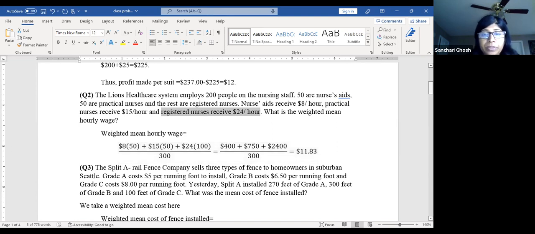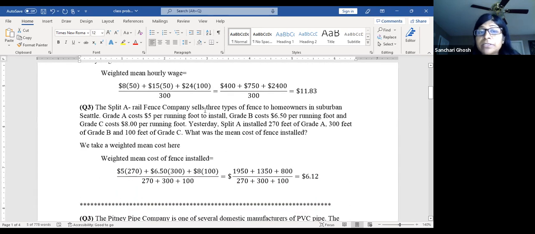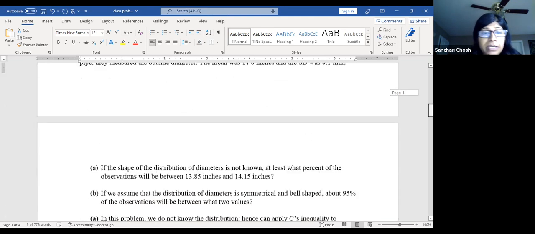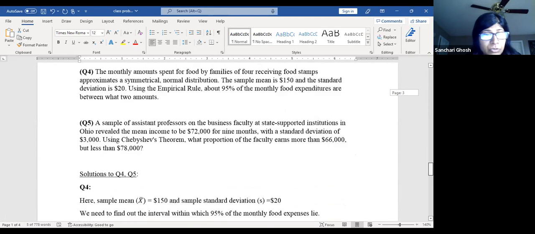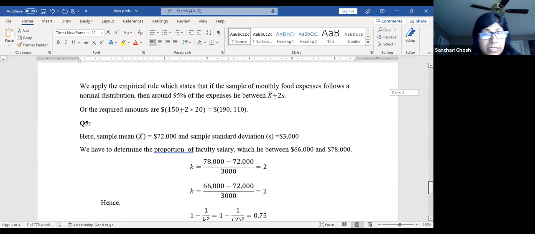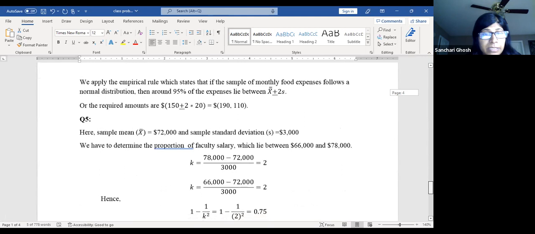The same thing here: the Split Rail Fence Company sells 3 types of fence to homeowners in suburban Seattle, and grade A costs this, grade B costs this, and grade C costs this. Again, you have to take the weighted average of all these numbers depending upon what the grade is. Okay. So there are 2 or 3 more problems on these. The standard deviation, sample variance, and all these we're going to cover in the next part of this video.